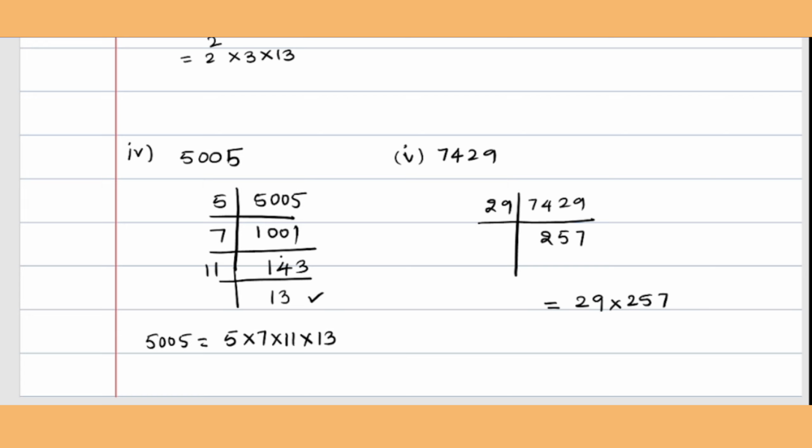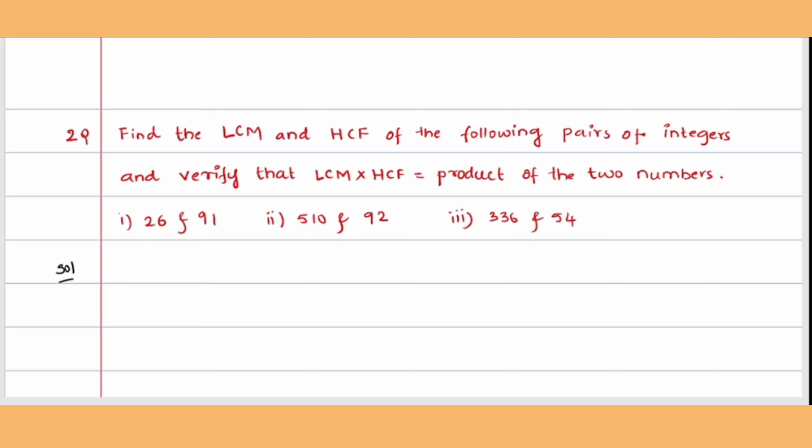Now let's move to the next question. Question number 2: find the LCM and HCF of the following pairs of integers and verify that LCM times HCF equals the product of the two numbers. First of all, we have to find the LCM and HCF of the given numbers. So let's get started. We will find the LCM and HCF of each given pair, and we will even verify the relationship: LCM times HCF is equal to the product of the two numbers.